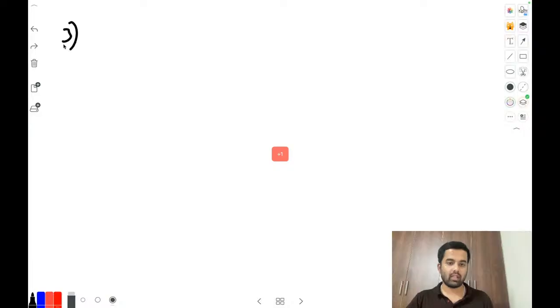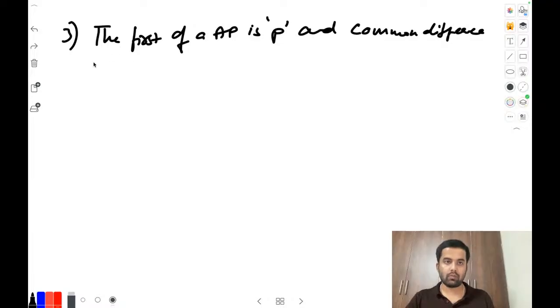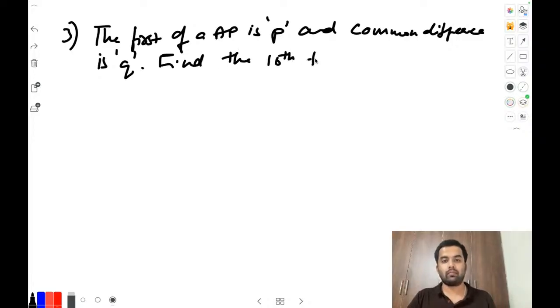Let's switch to next. Question number 3 is, let's take a very easy one. This one is also an easy one. And whatever questions are there, we are taking from 2020 to 2024, the last 5 years. The first term of an AP is P. Okay, first term is P here, and the common difference is Q. Okay, find the 10th term of this AP.